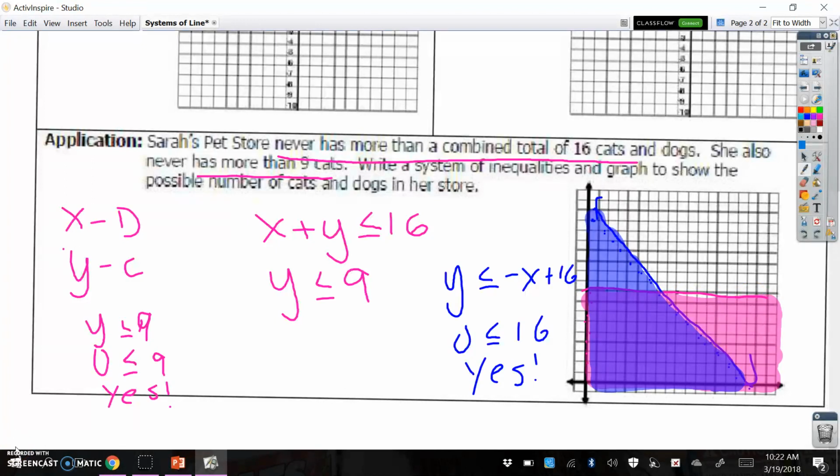So what this is saying is, now you can see how many cats and dogs they can have. Well, dogs is down here. Cats are here, so they can have 2 dogs and 2 cats, because that point's here. They can have 1, 2, 3, 4, 5 dogs and 5 cats right here. Okay, so if the point fits here, it works.